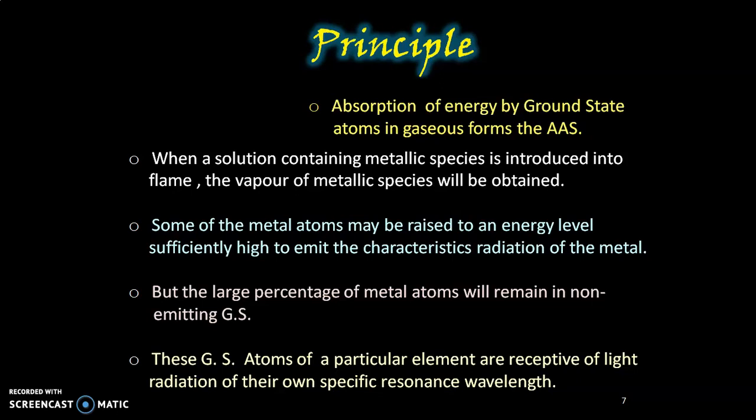Some of the metal atoms may be raised to an energy level sufficiently high to emit the characteristic radiation of the metal. But a large percentage of metal atoms will remain in the non-emitting ground state. These ground state atoms of a particular element are receptive to light radiations of their own specific resonance wavelength.